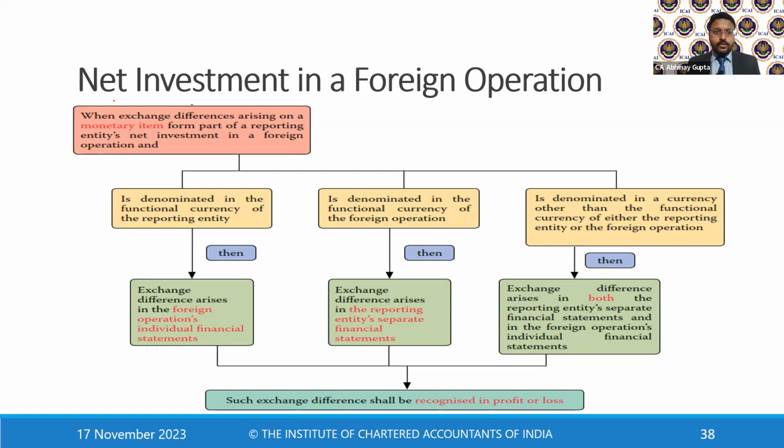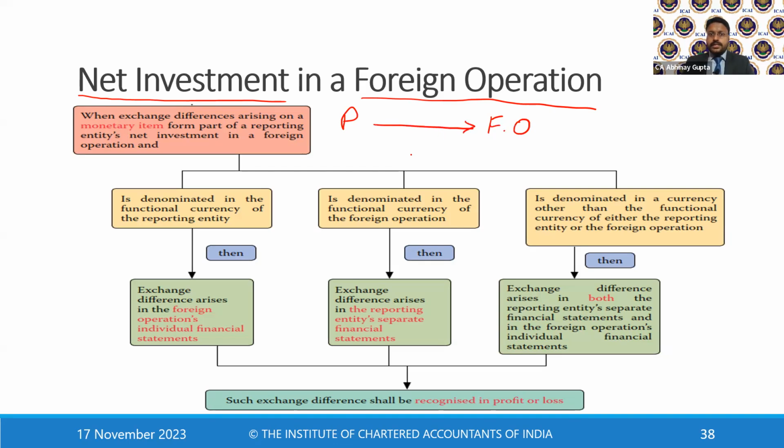So we will continue from the concept where we left off in our session 1 on Ind AS 21. We were talking about net investment in a foreign operation. We had discussed in session 1 that there could be three scenarios where there are transactions between the parent company and its foreign operation.